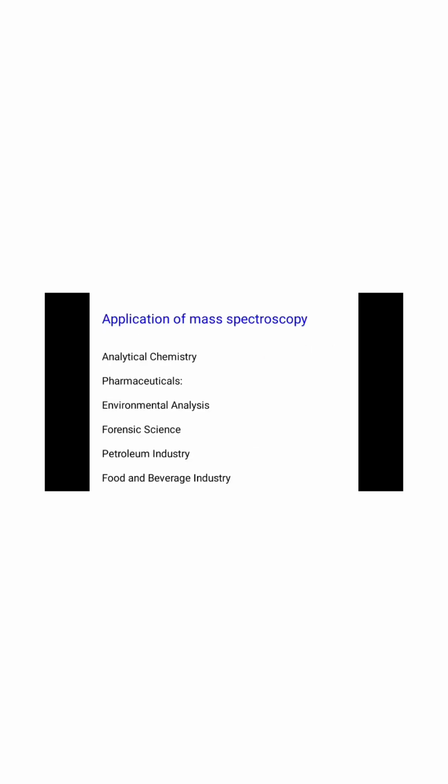Now, applications of mass spectroscopy. In analytical chemistry, it can be used for qualitative analysis. In pharmaceuticals, it is employed in drug discovery. In environmental analysis, we can detect pollutants from environmental samples with the help of mass spectroscopy. In forensic science, again it is used to find out drugs or other compounds for the purpose of forensic investigations. In the petroleum industry, it is used to analyze petroleum products and the composition of crude oil. In the food and beverage industry, it is used to study flavor compounds.